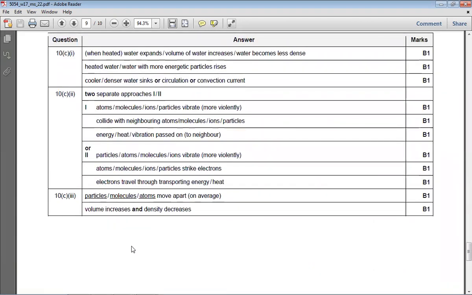Especially check the answers of these three-mark questions. This question number 10, C first, 10, C second, 10, C third. Please have a good look at them. Pause the video, give time to this marking scheme. It's very, very important.